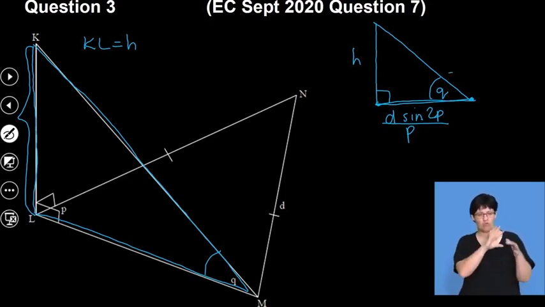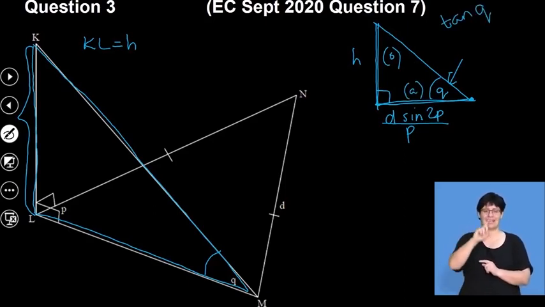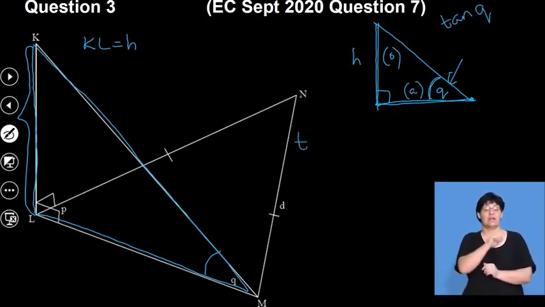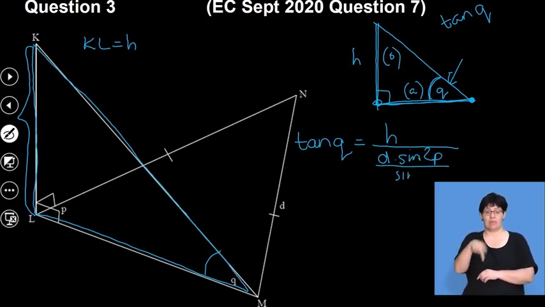So if we look relative to angle Q, we're working with the side opposite and we're working with the side adjacent to it. So therefore we're using our tan ratio. We're going to find what tan of Q is. And we can therefore say that tan of Q is equal to the side opposite, which is H, over this adjacent side, which from the last question we know is equal to D times sine of 2P all over sine of P. Okay, so let's just finish it off on the next slide.